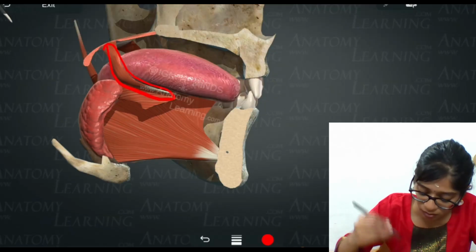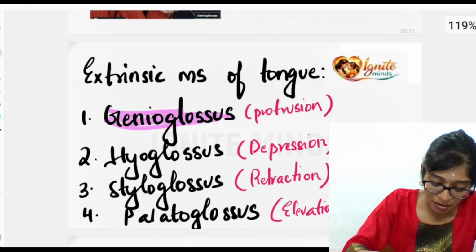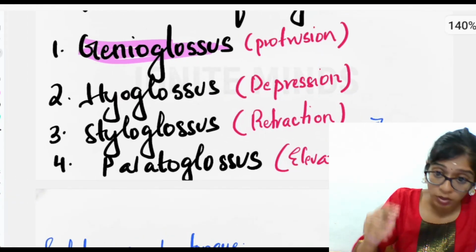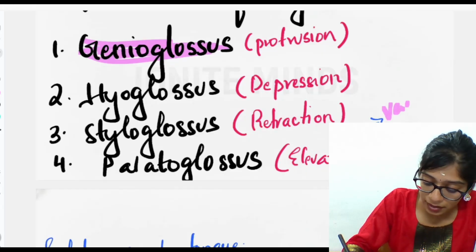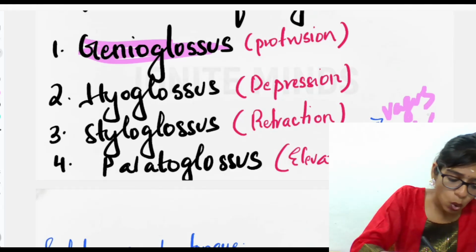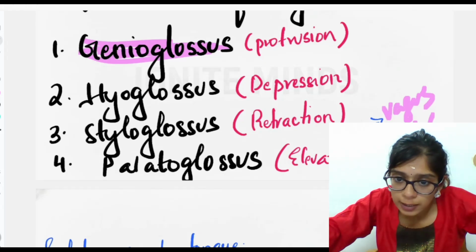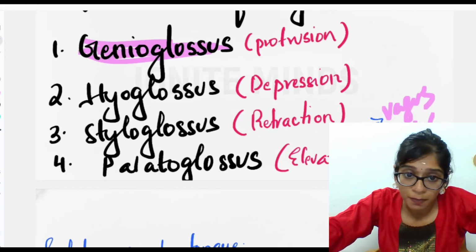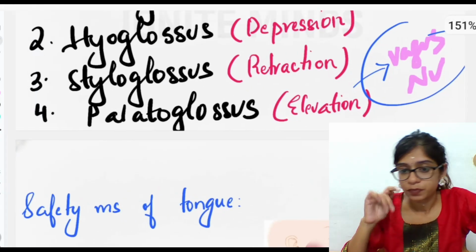Now, all the muscles of the tongue are supplied by hypoglossal nerve, except, remember, palatoglossus, very important question. Palatoglossus muscle is supplied by vagus nerve. So all the muscles of the tongue, intrinsic, extrinsic, are supplied by hypoglossal nerve, except palatoglossus, which is supplied by the vagus nerve. Important question.